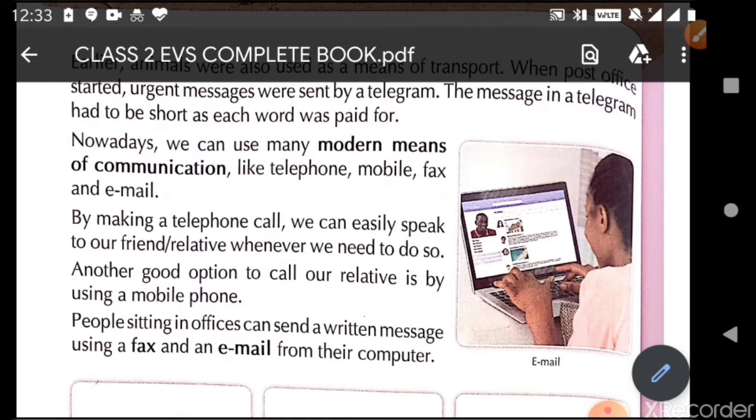It is not that it was recorded and then the recording is shown later. We see these programs, these matches live. That means they are taking place and at the same time we are also seeing them. So this is all modern means of communication.